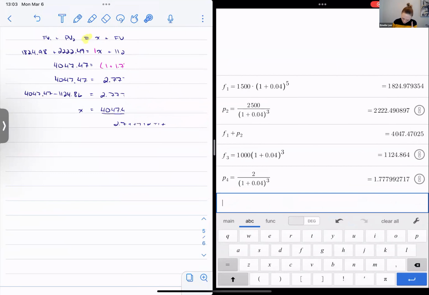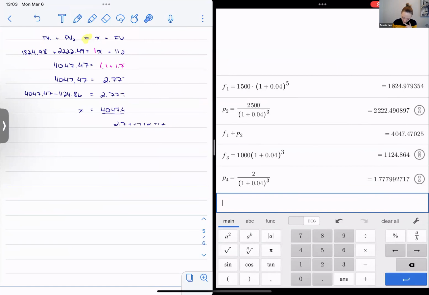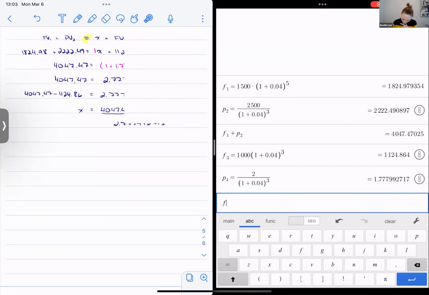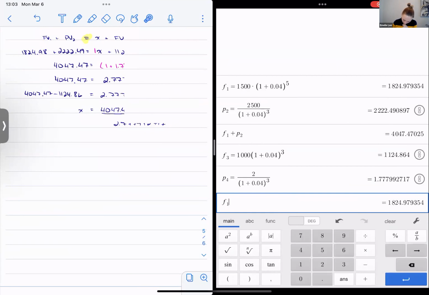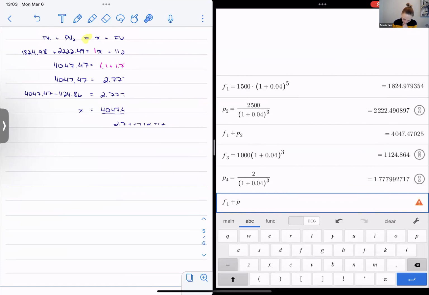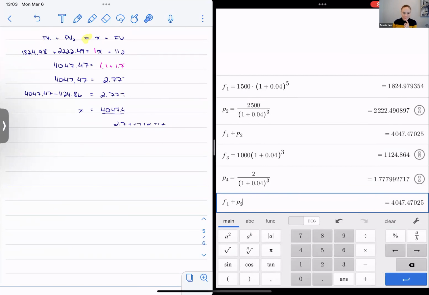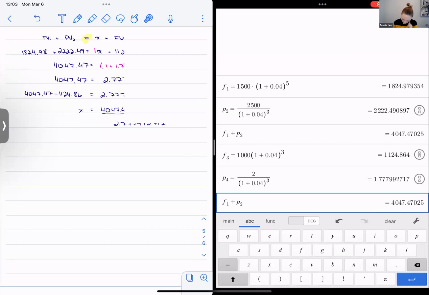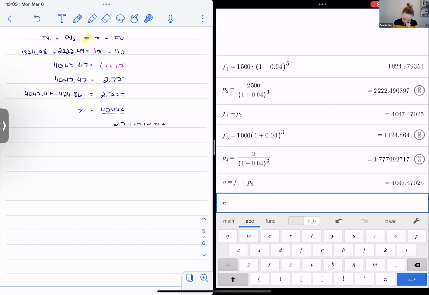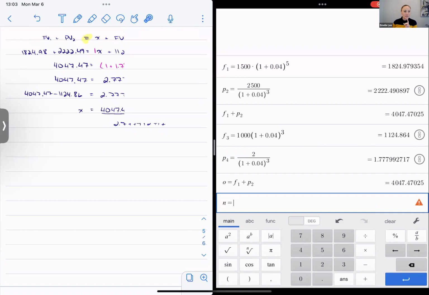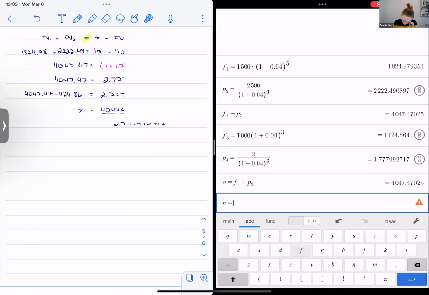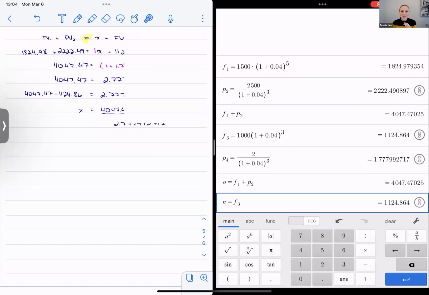All right. So I wanted first to do F1 plus P2, which is going to be the original. So O equals that. Okay. My new one, N, equals F3. It's my first time using variables so extensively in Desmos, but I think it's pretty clever. But I am finding I'm a little bit slow, but that's okay.